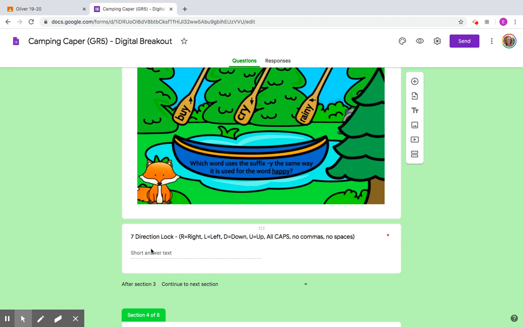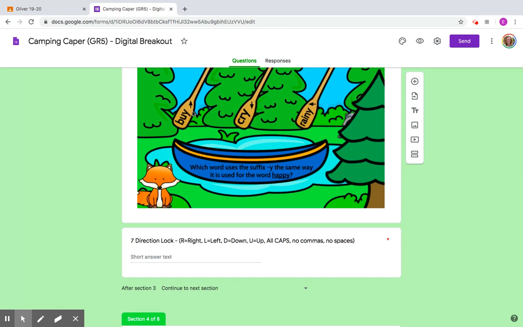the direction here. So looking at the direction, if this was up and the word was by for this clue, you're looking at the arrow and you're going to put a capital U. If it was cry, you're going to put a capital D for down. And if it was pointing to my left, you're going to put a capital L.